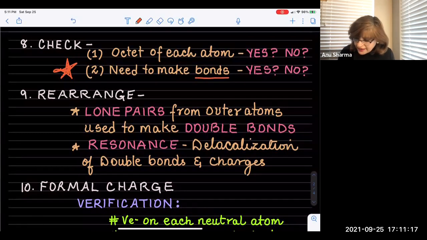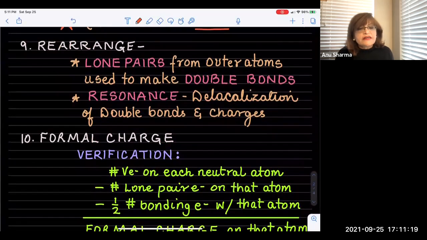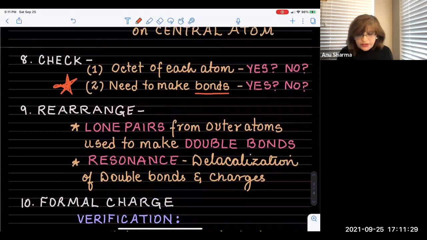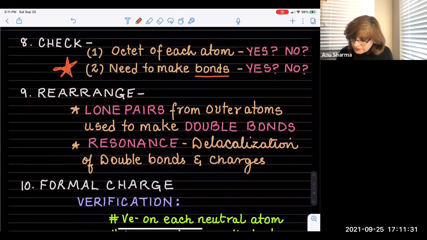Okay, so take that. Now, whether the need is met or not, or whether the octet is met or not, you have to check all those things. You're going to do a rearrangement in order to accomplish this step eight. So what kind of rearrangement? Lone pairs on the outer atoms are used to make the double bonds. If the atom wants to make a double bond, in other words, the atom has a capacity to make the double bond, then use the lone pairs.